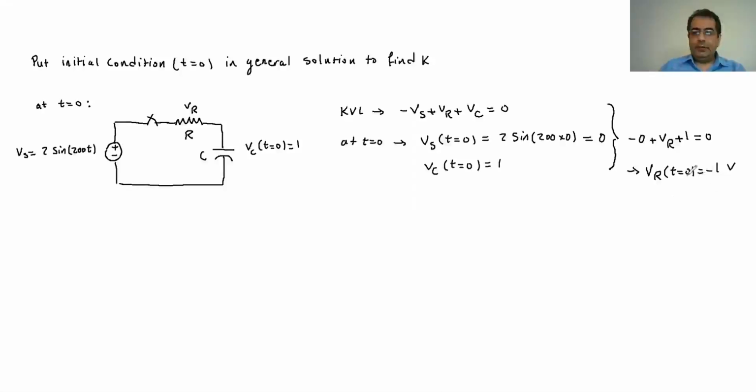So now that we know the VR at T0, I can go ahead and look at the current I going through this circuit, the I at T equals 0. I know the I going through that R, so I can write Ohm's law for this R. Ohm's law is IR. So the VR at T0 is going to be equal to the I at T equal to 0, which is what we are looking for, times R.